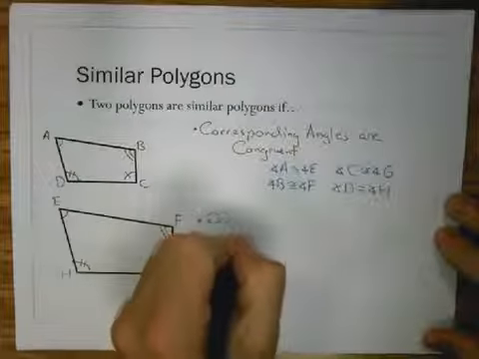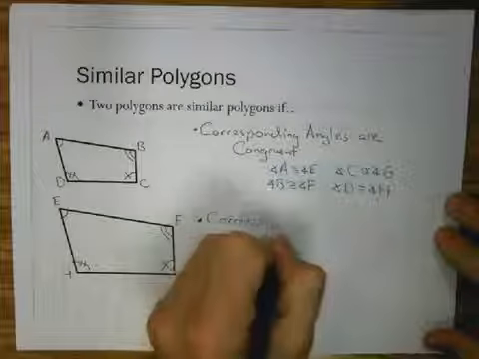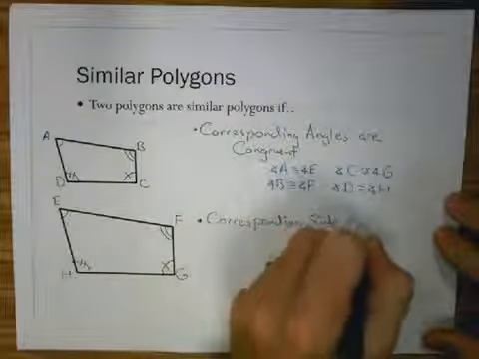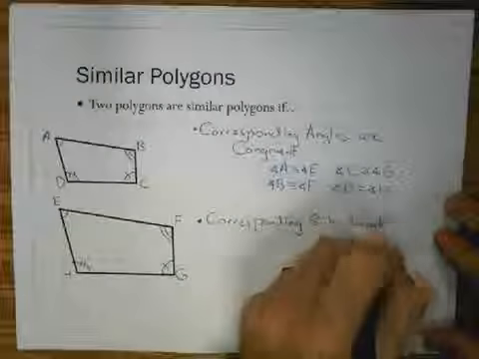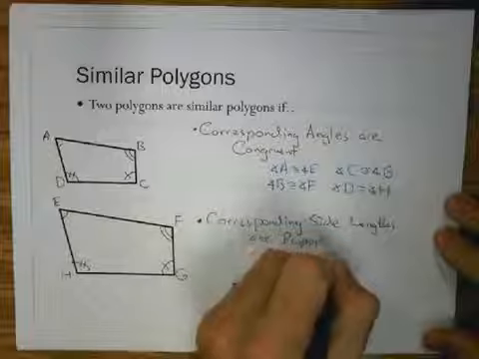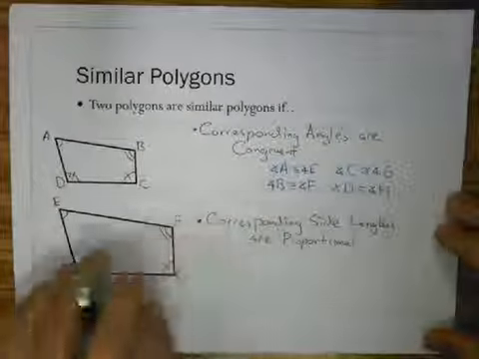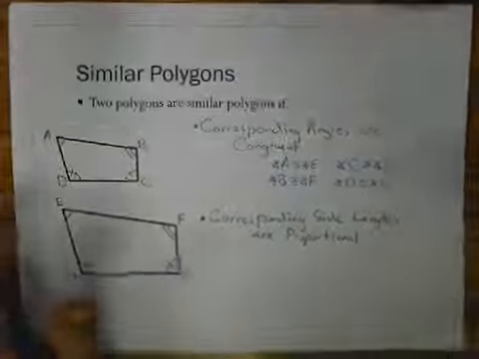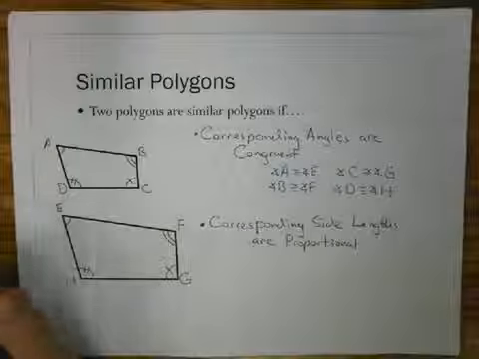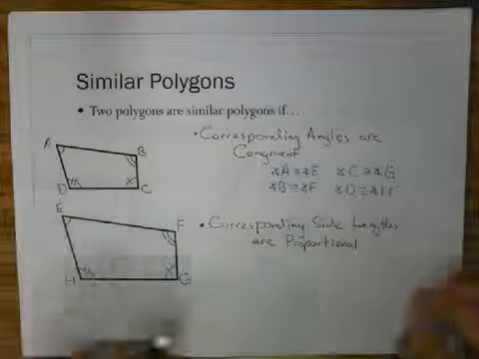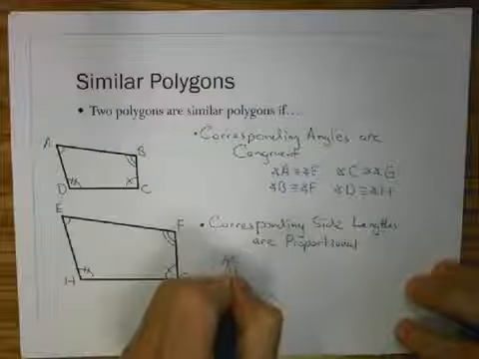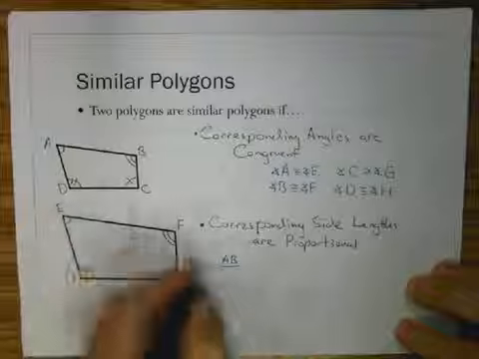Secondly, the second thing we must have for similar polygons is corresponding side lengths are proportional. What you spent the last few sections on, solving proportions, this is where we need them. This is where we need them for our similarity. Corresponding side lengths are proportional. So let's match them up. Corresponding side lengths just means they're corresponding.